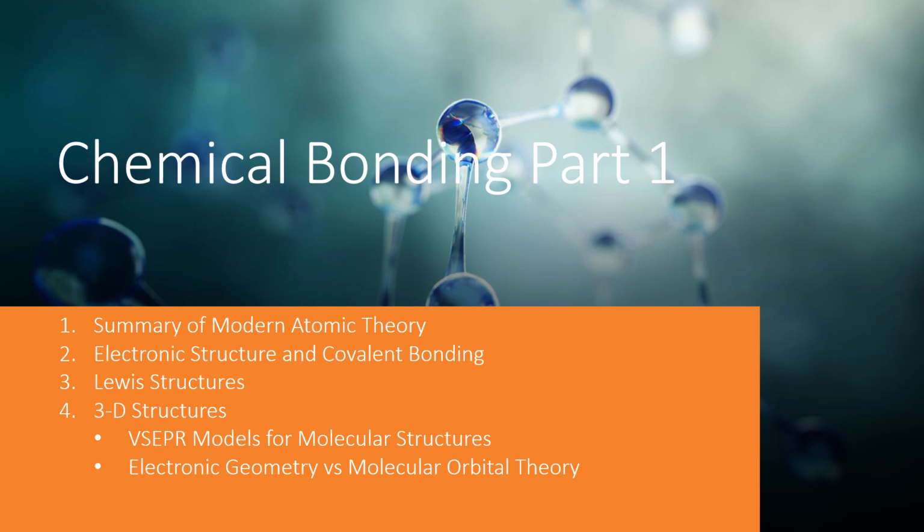This is a quick review of chemical bonding. We will look at modern atomic theory, electronic structure, covalent bonding, Lewis structures, and then we'll look at 3D structures, which we do need moving forward in organic chemistry. We have reviewed this work before in general chemistry, and here again, we'll repeat the process.